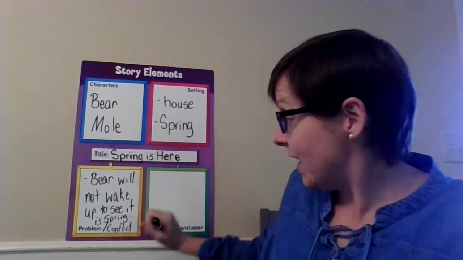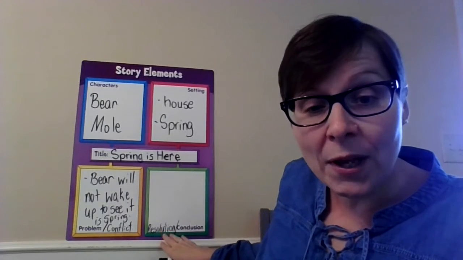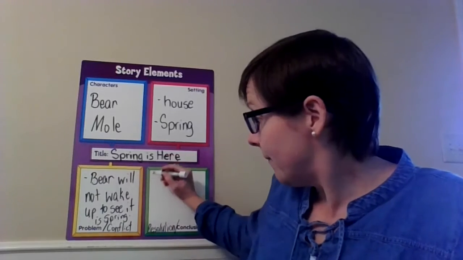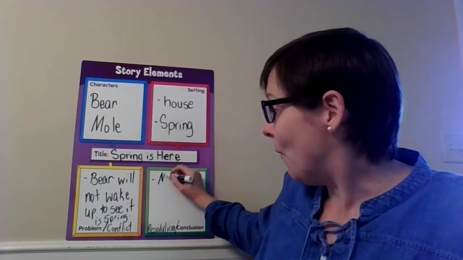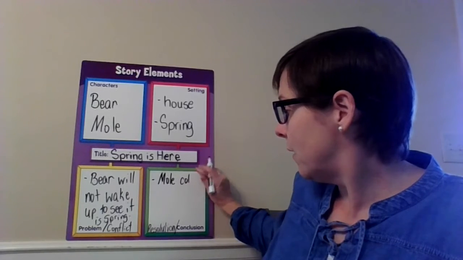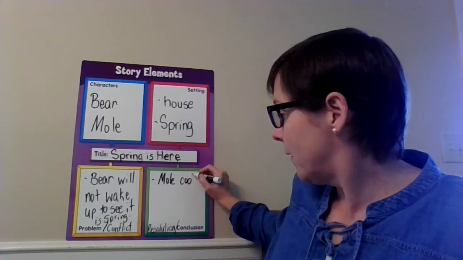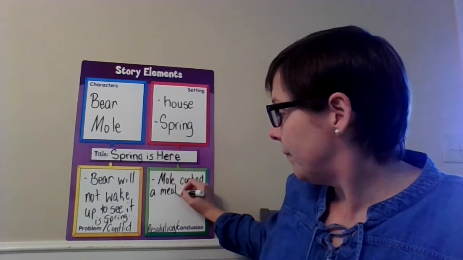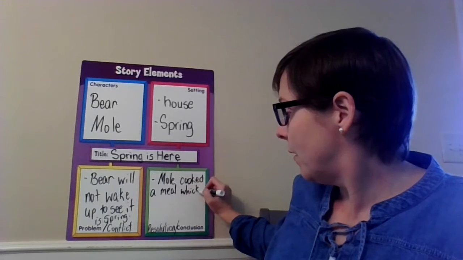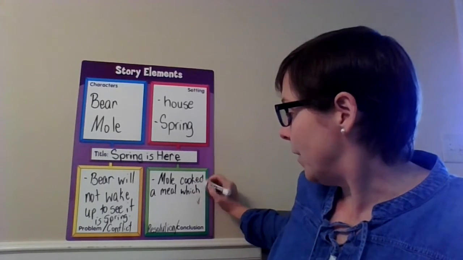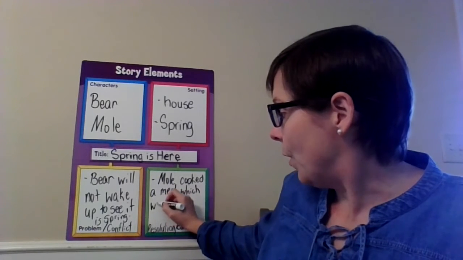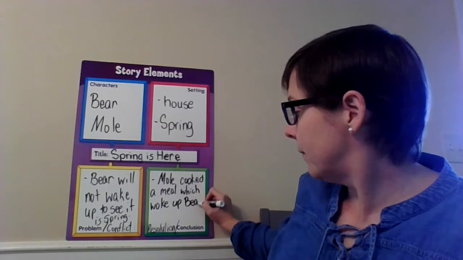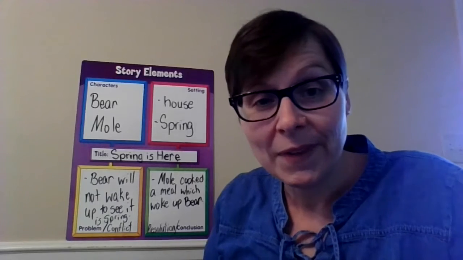So now let's look at our last square. How did they solve the problem? What was the conclusion? So Mole cooked a meal which woke up Bear.